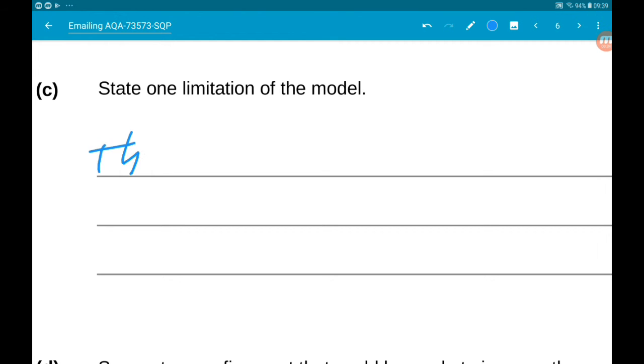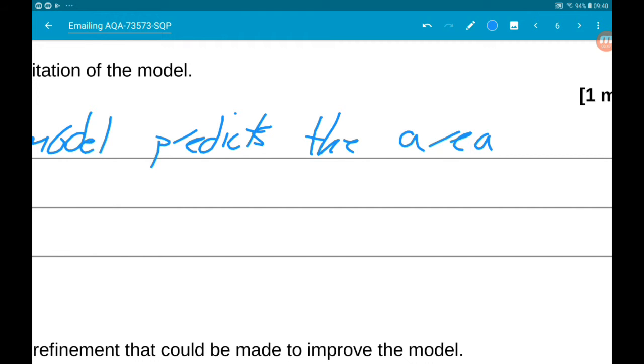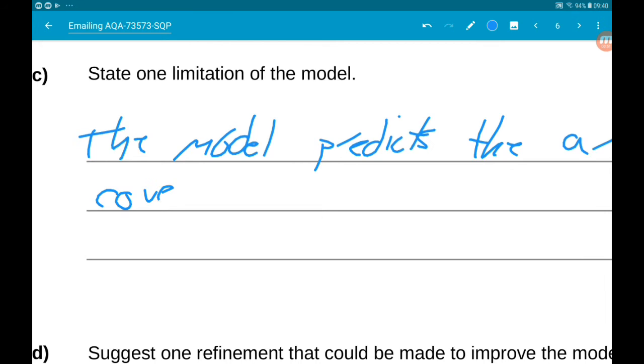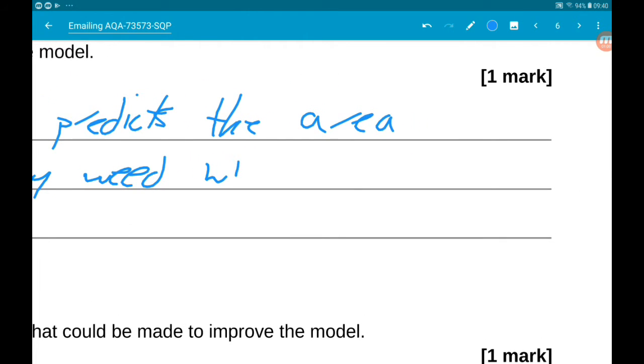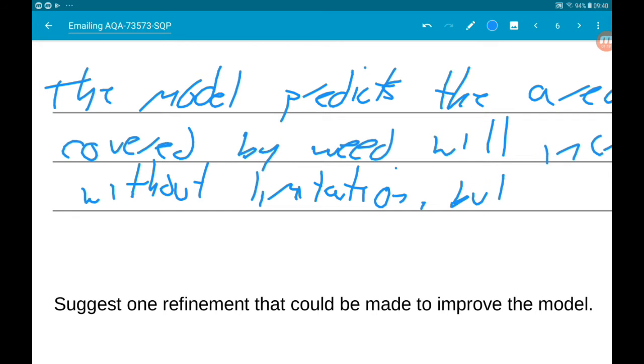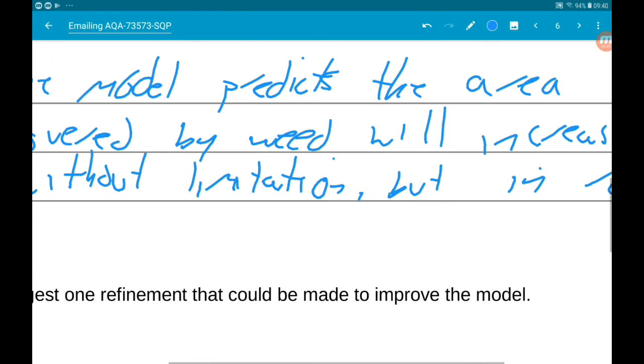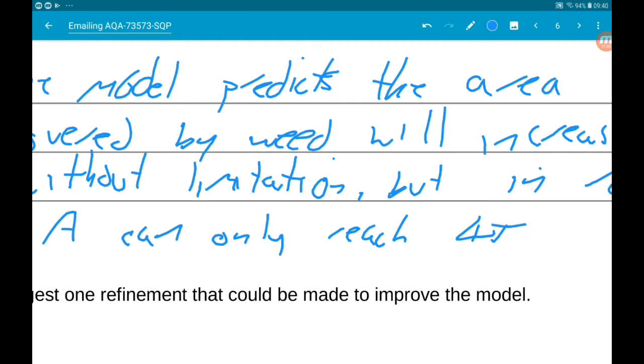So the model predicts the area covered by weed will increase without limitation, but in reality A can only reach 4 pi. Cool.